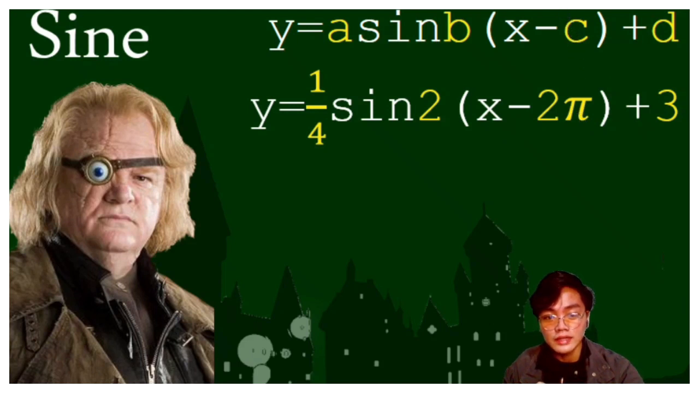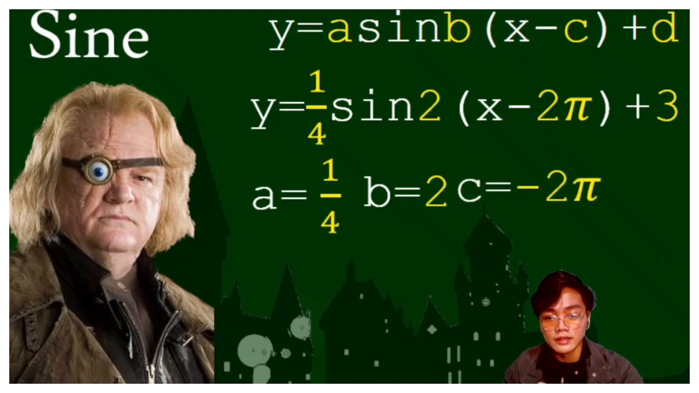So for our given equation, we can identify the values of a, b, c, and d. The value of a is positive 1/4. The value of b is positive 2. And the value of c is negative 2 pi. Why negative 2 pi? Because in the book, the value of c would be 2 pi, but what our teacher told us is that the pattern of the phase shift is negative c. That's the reason why there is no difference between the two of them. Now, the value of d is positive 3.